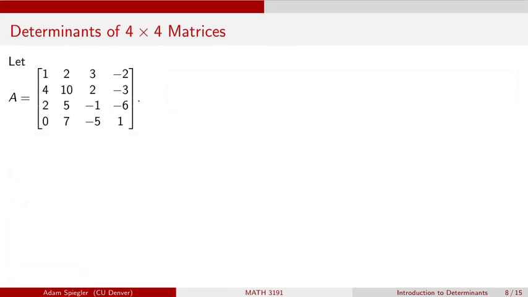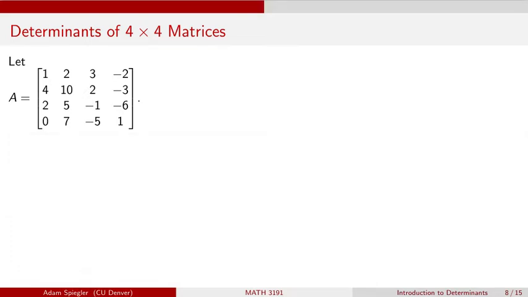All right, welcome everyone. So in this video, we are going to jump up to another dimension. We've talked about how we can calculate determinants of 2 by 2 matrices. We talked about how we can find determinants of 3 by 3 matrices, which relied on our ability to calculate the determinant of a 2 by 2 matrix. And now let's extend this definition to 4 by 4 matrices.